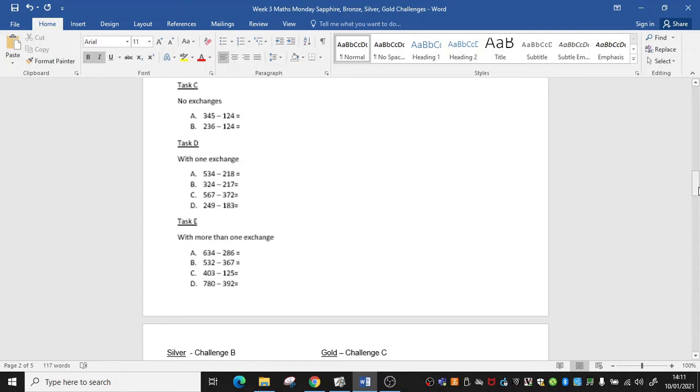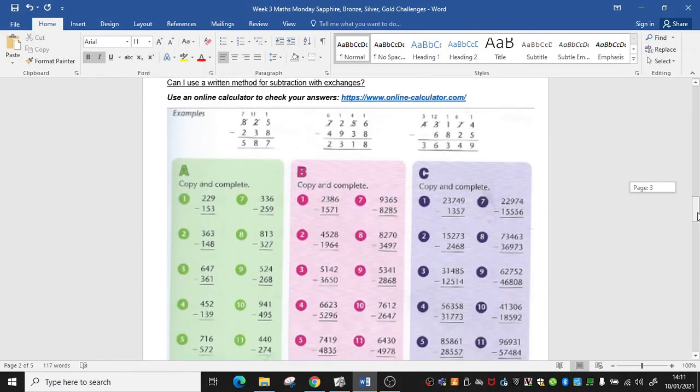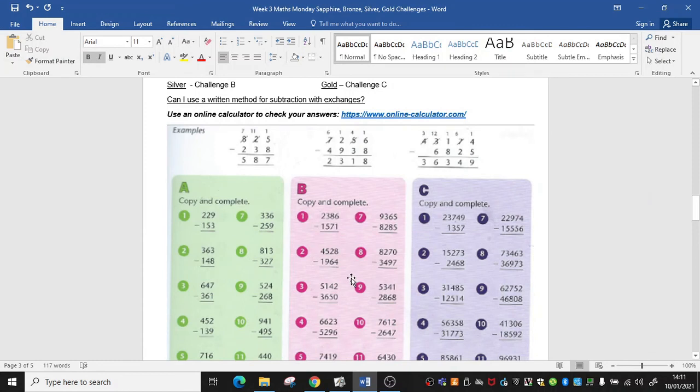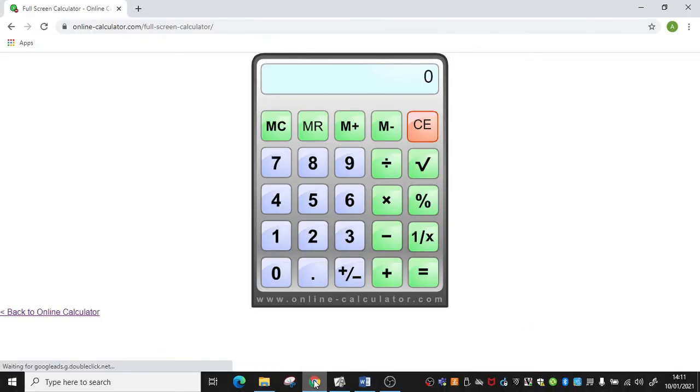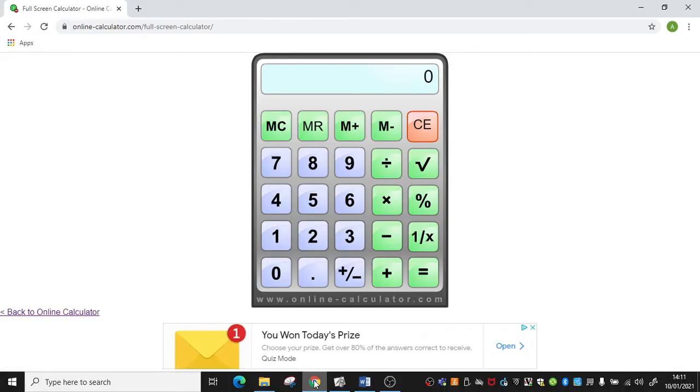If you're feeling confident with this method, then you should be trying challenge B or challenge C, and you can see the difference really there. It's not the method itself, it's just simply the size of the numbers that you're going to use. Now, I have put a link on to use an online calculator, so please do that. My advice would be do a calculation, check it with a calculator. Do a calculation, check it with a calculator.